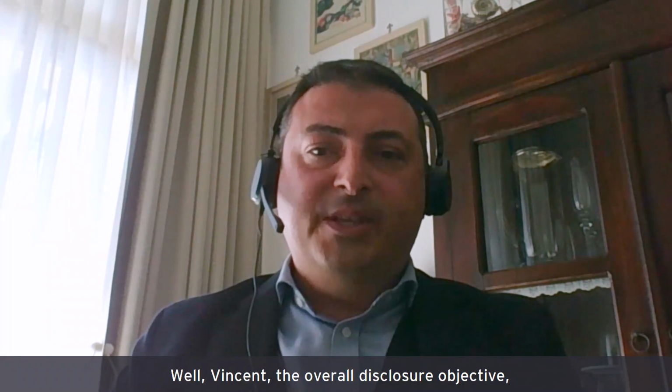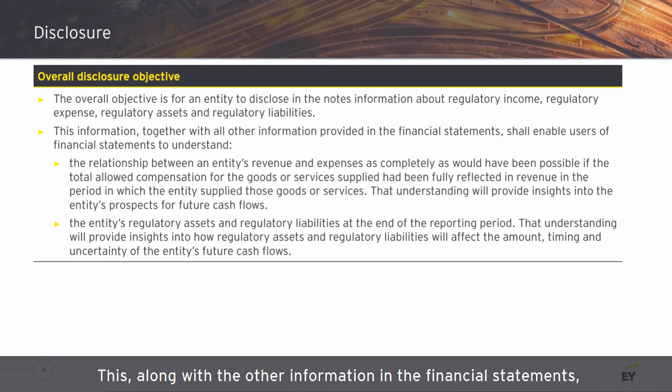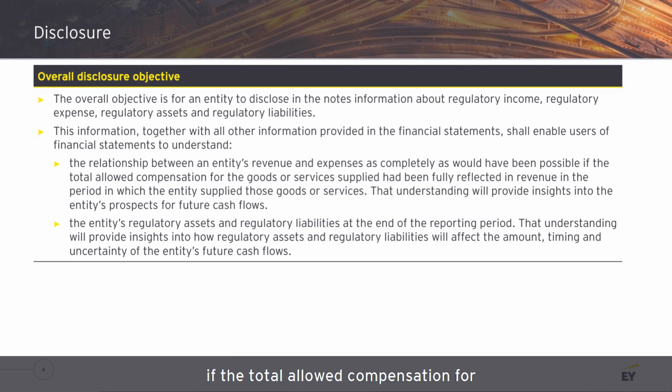Giorgio, what are the proposals here? Well, Vincent, the overall disclosure objective is for an entity to disclose in the notes information about regulatory income, regulatory expense, regulatory assets, and regulatory liabilities. This, along with the other information in the financial statements, should enable users to understand two things. Firstly, the relationship between an entity's revenue and expenses as completely as would have been possible if the total allowed compensation for the goods or services supplied had been fully reflected in revenue in the period in which the entity supplied those goods or services. And secondly, the entity's regulatory assets and regulatory liabilities at the end of the reporting period.